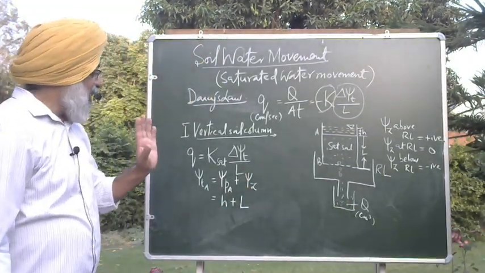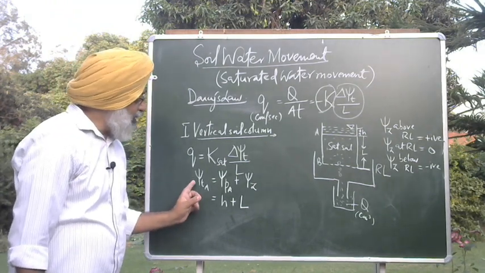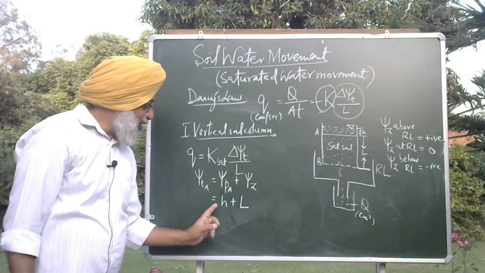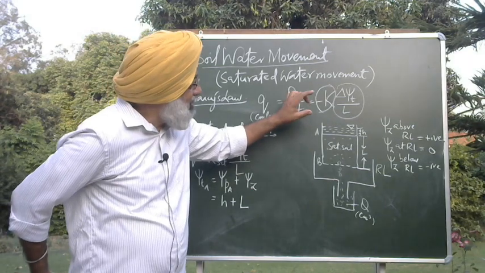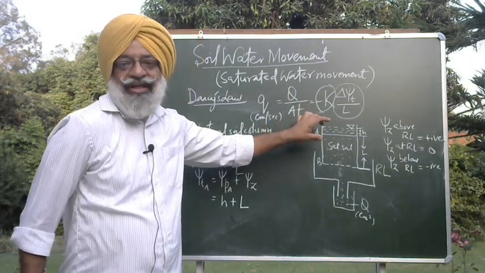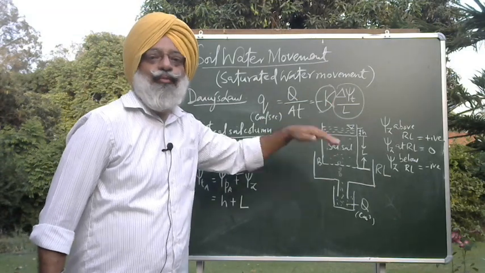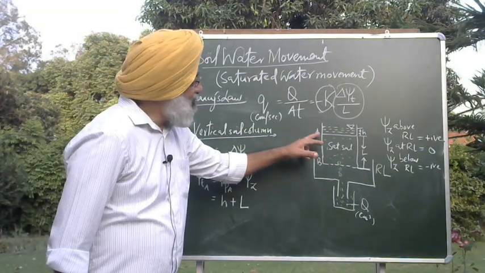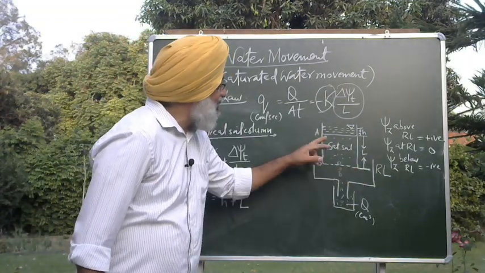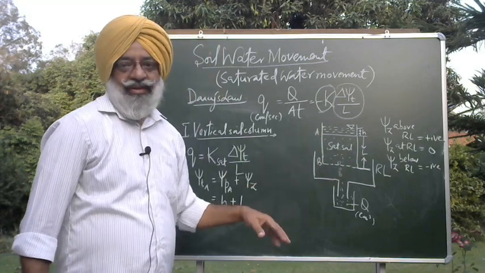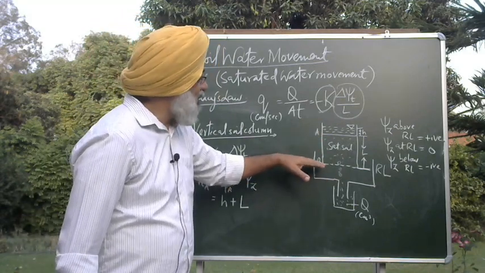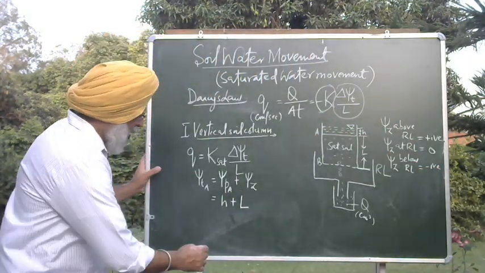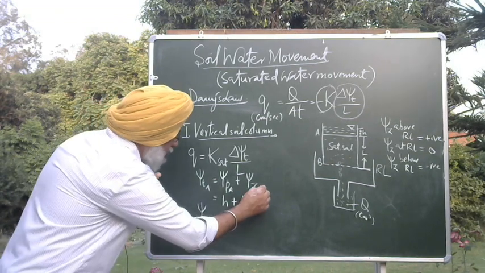Got my point? So I am repeating again. Total soil water potential at A is the sum of pressure potential and gravitational potential. Pressure potential at A is H. That means the head of water, the height of water which has been maintained over point A. And gravitational potential at A is the distance between A and the reference level. That distance is L, and it will be plus L because A is above the reference level. As I said, if it is above the reference level, it will be positive.